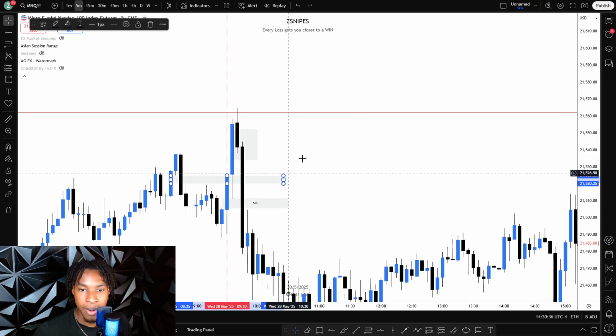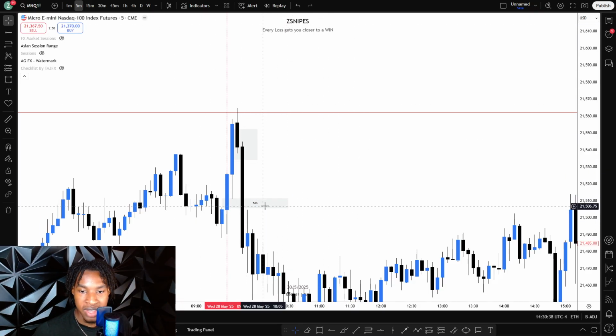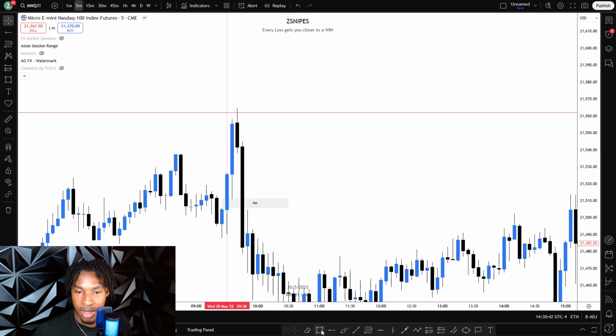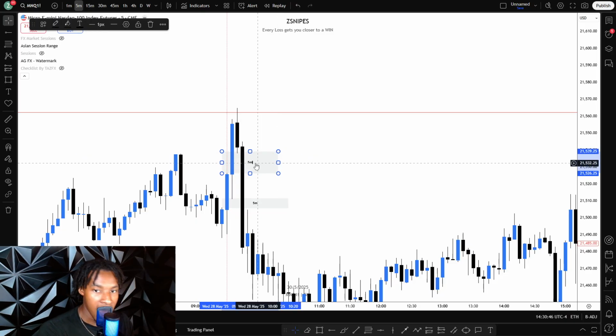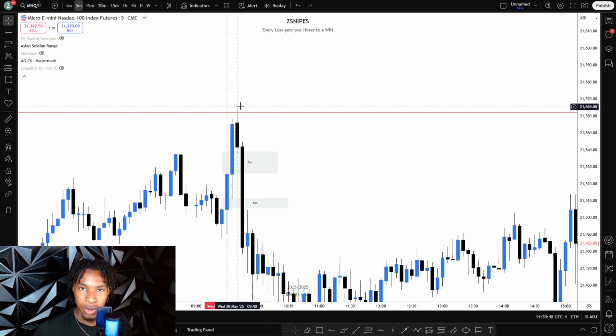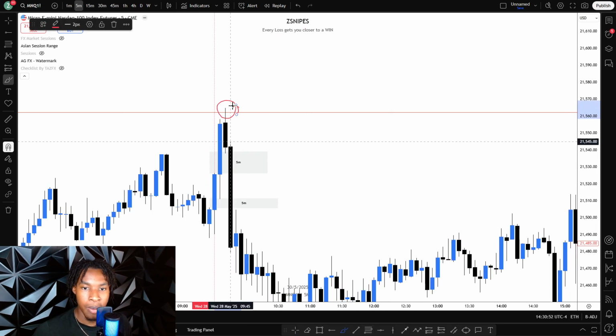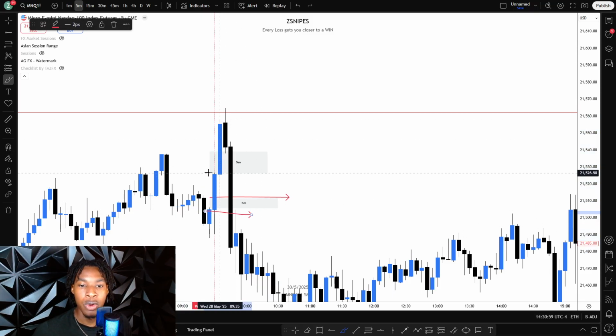That 5-minute gap right here, I'm going to delete this. We have this 5-minute gap right here. And then we have this 5-minute gap right here. After the market sweeps these equal highs, after we take out liquidity, the market immediately pushes towards the downside, and we invalidate both of these gaps.